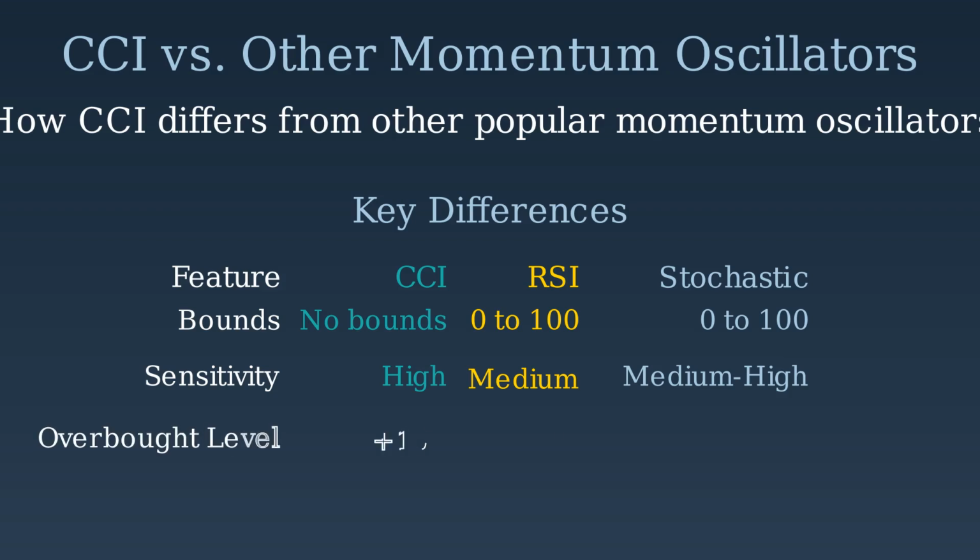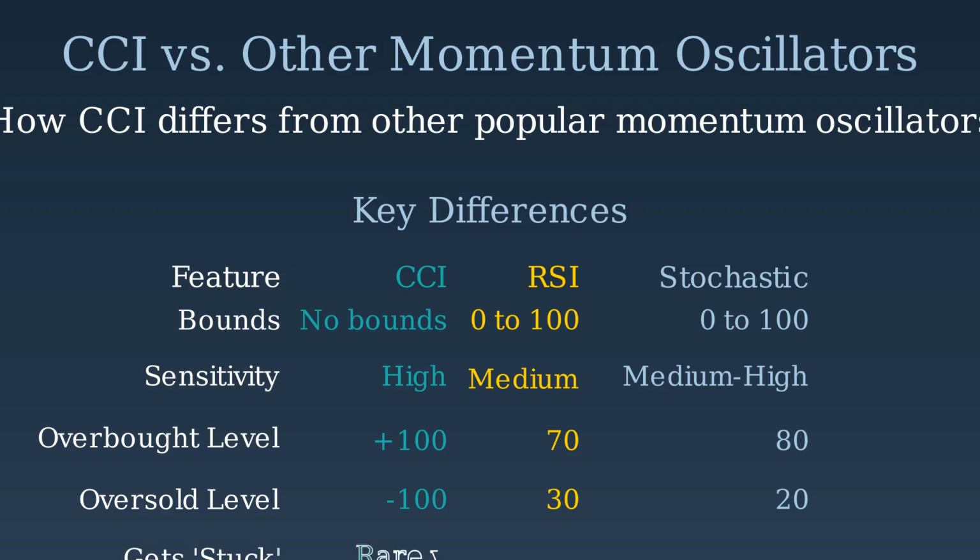For overbought conditions, CCI typically uses plus 100 as a threshold, while RSI uses 70 and stochastic uses 80. Similarly, for oversold conditions, CCI uses minus 100, RSI uses 30, and stochastic uses 20. A significant advantage of CCI is that it rarely gets stuck in overbought or oversold territories during strong trends, unlike RSI, which often does.